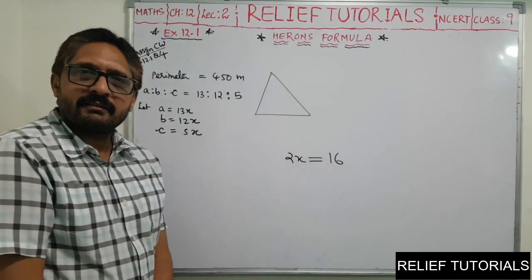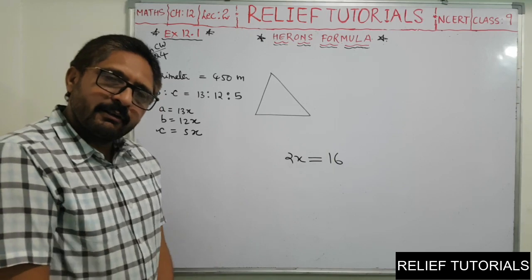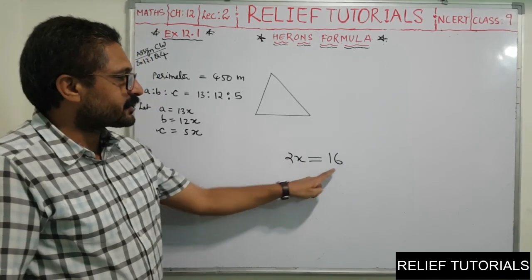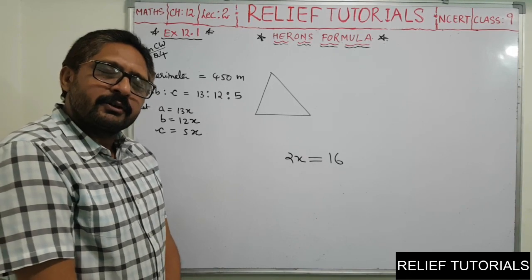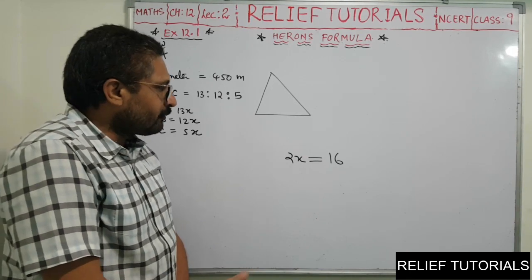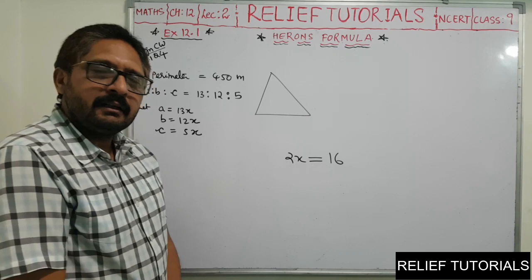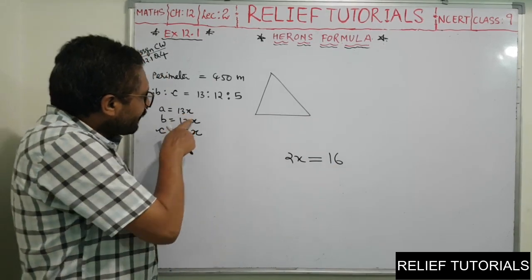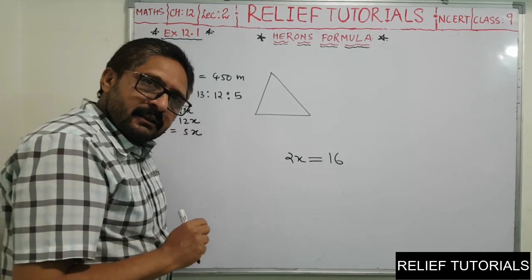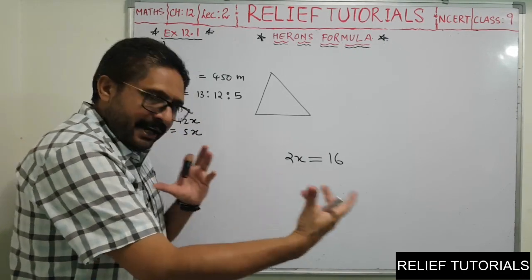See, this is one equation. Now will you be able to find the value of x? Yes, x is equals to 16 by 2. x is equals to 8. So in order to find any unknown value or value of any variable, you require an equation. So here also we want to find the value of this variable x. So we require some equation, some relation.